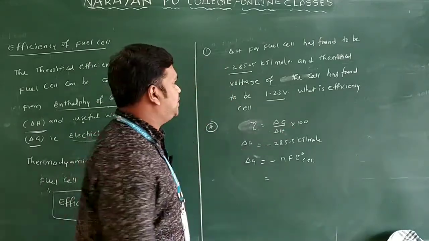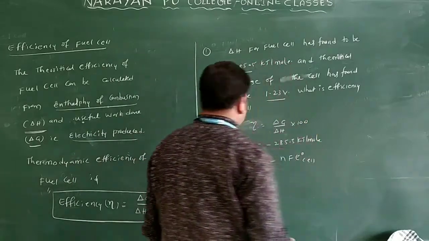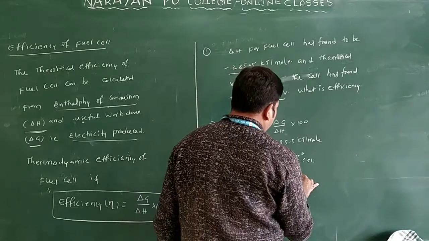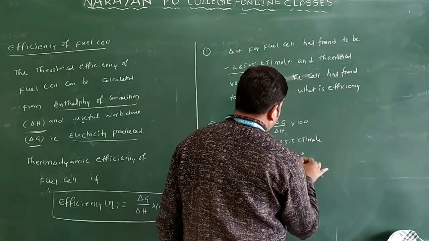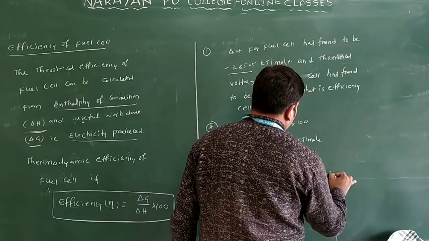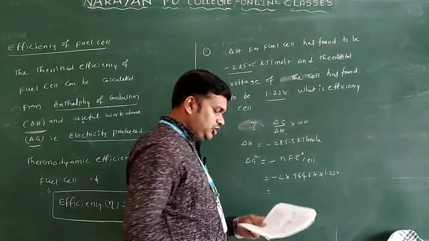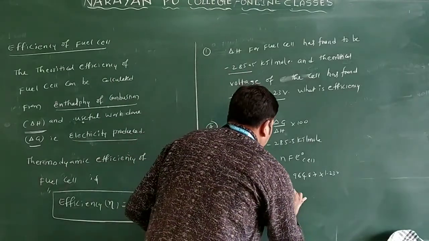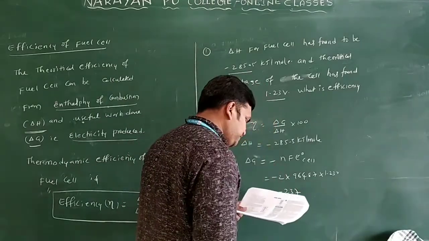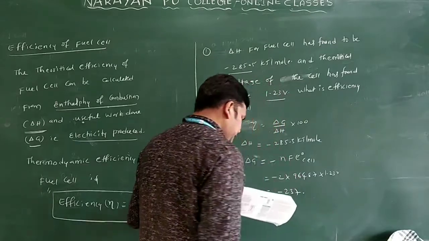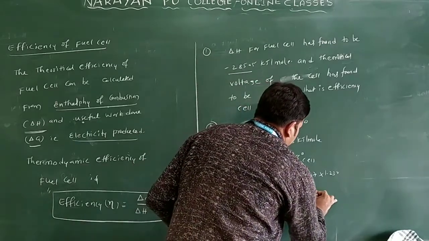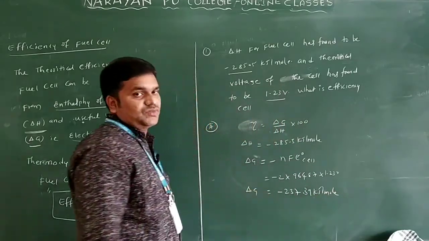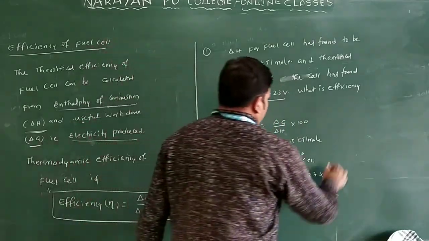How many electrons are changing in this H2O fuel cell? The change is of 2 electrons only. That is the n value, minus 2 into 96487 into the E naught of the cell, which is 1.23 volts. So you multiply all these and you will get minus 237.39 kilojoule per mole. So this is delta G. Clear? Next we can substitute the values.